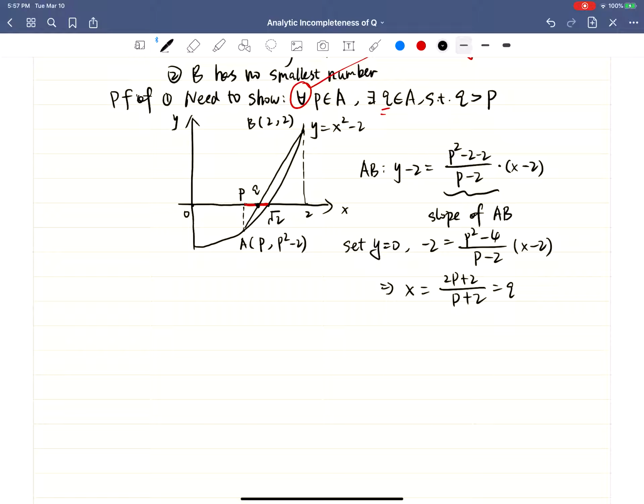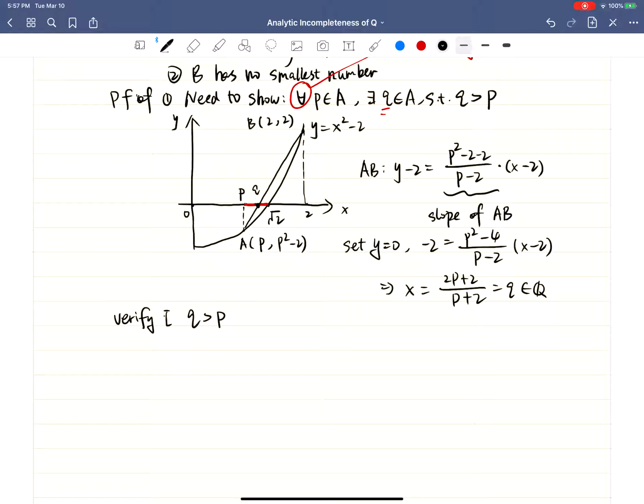And since p is a rational number, then (2p plus 2) over (p plus 2) is also a rational number. So Q is a rational number. And now we need to verify that the Q we get from this graph actually satisfies our conditions. Okay, so we need to verify two parts. The first part is Q is larger than P.